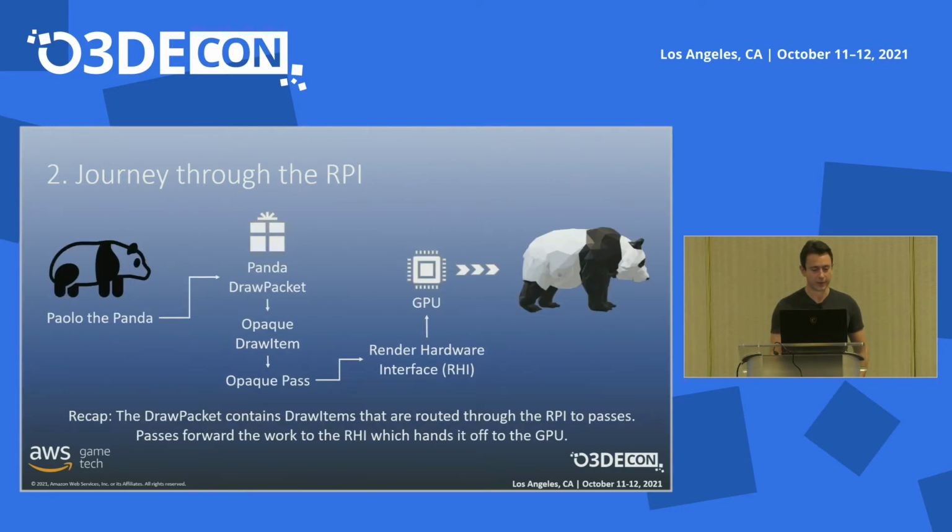So, to give a quick recap, we have Paolo the Panda. He has his draw packet. The draw packet has several draw items, one of which would be the opaque draw item. That item is associated with the pass, and then the pass will send that item down to the RHI, the render hardware interface. That will pass on to the GPU, and we will get our finally rendered Panda.